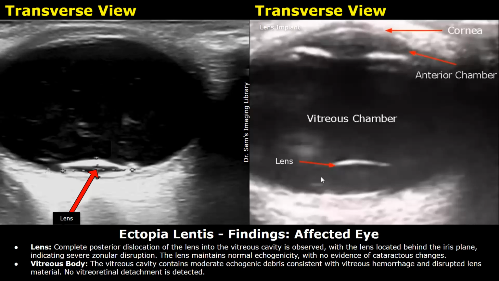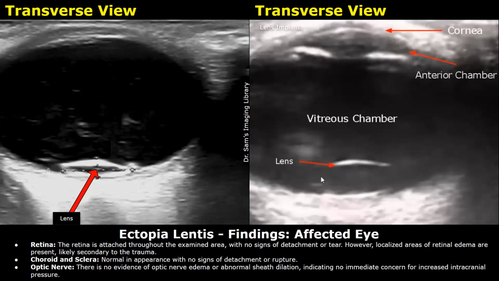These are the findings. Lens: complete posterior dislocation of the lens into the vitreous cavity is observed, with the lens located behind the iris plane, indicating severe zonular disruption. The lens maintains normal echogenicity with no evidence of cataractous changes. The vitreous cavity contains moderate echogenic debris consistent with vitreous hemorrhage and disrupted lens material. No vitreoretinal detachment is detected.